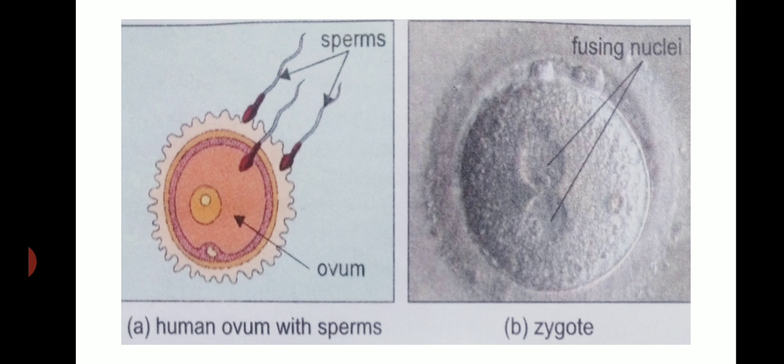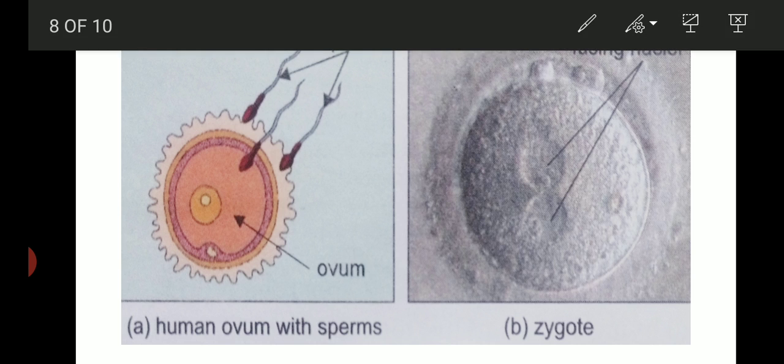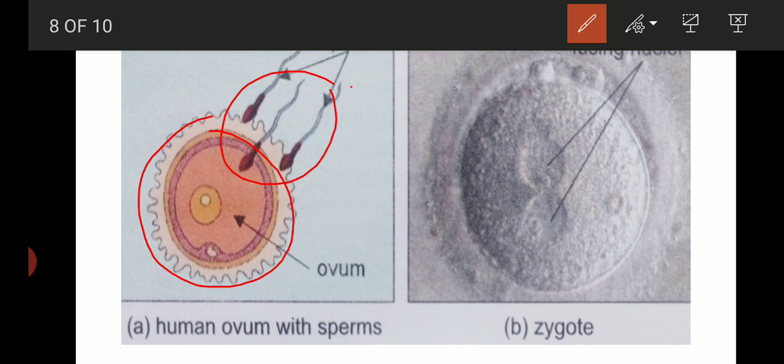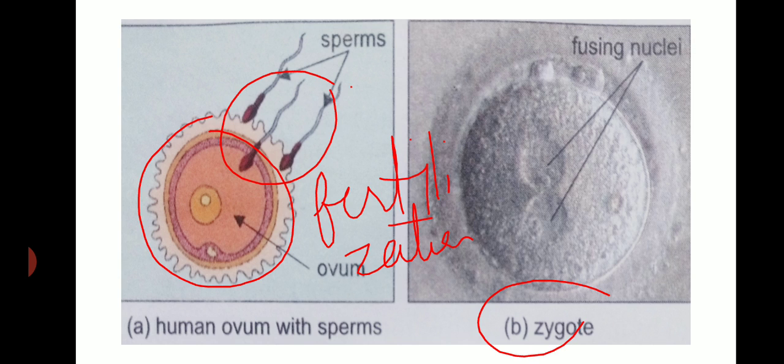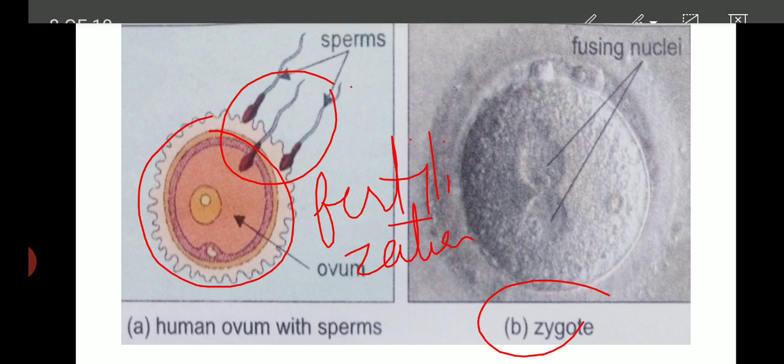This is the formation of the zygote. These are sperms, the male gametes produced by the males, and this is an ovum, which is produced by the females. These are female gametes, and their fusion is called fertilization. After fertilization, the zygote is formed. This is the zygote. Fusion of the nuclei takes place, and a single-celled structure called the fertilized egg or zygote is formed after fertilization.